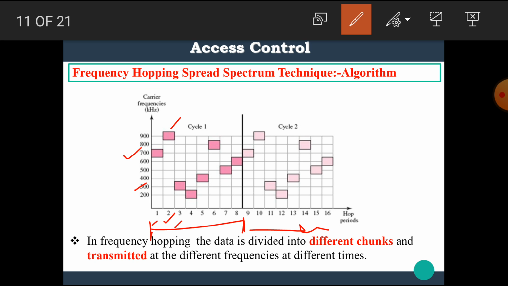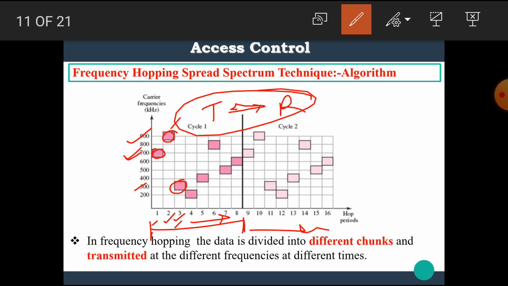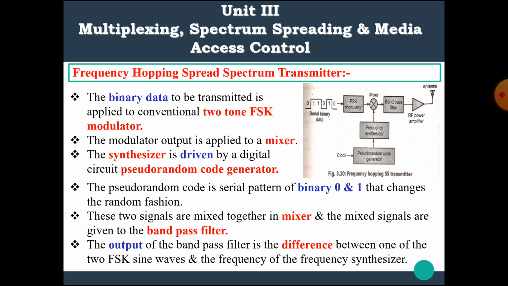Okay, that means the original signal is modulated at the first instant with a carrier of 700 kilohertz. At the second instant, the modulating signal is modulated with the 900 kilohertz carrier. At the third instant, the modulating signal is modulated with the 300 kilohertz carrier. Okay, and the process continues, but the only condition is that the transmitter and the receiver should be synchronized with each other. Okay, I hope you all understand.